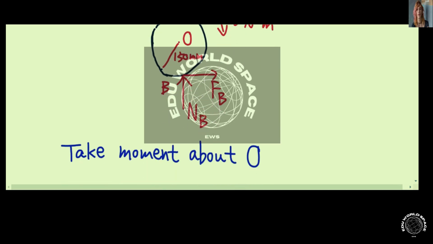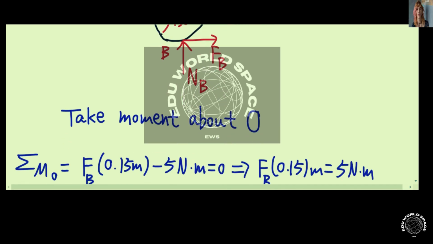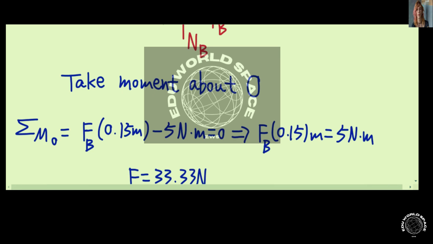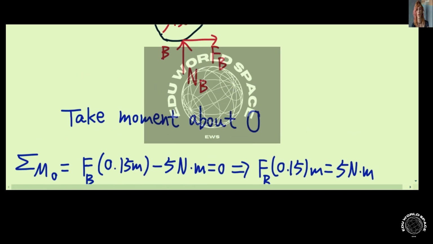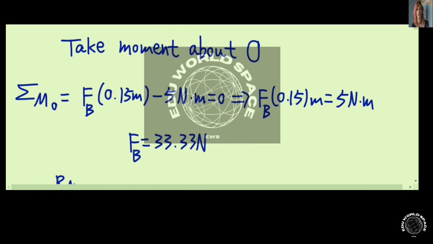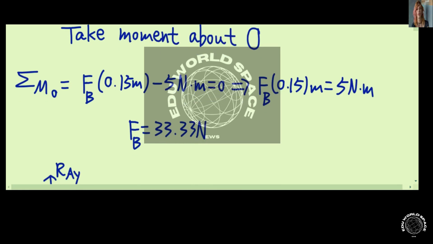So now let's take a look at the moments about point O. Moments about point O is equal to Fb times 0.15 meter minus 5 Newton meter equal to 0, since we consider the counterclockwise moments positive and clockwise moments negative. And this will give us Fb times 0.15 meter is equal to 5 Newton meter. So eventually we have Fb, which is the friction at point B, is equal to 33.33 Newton.